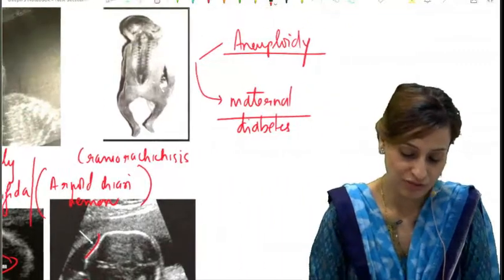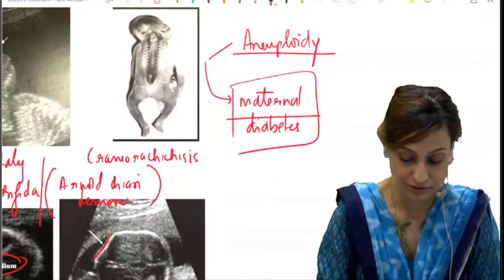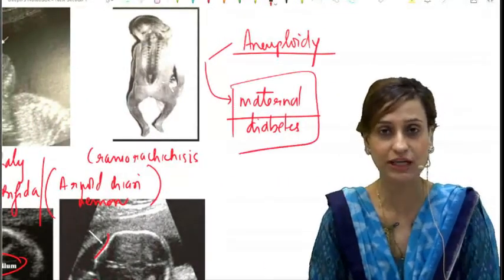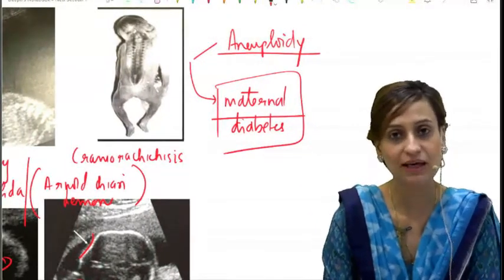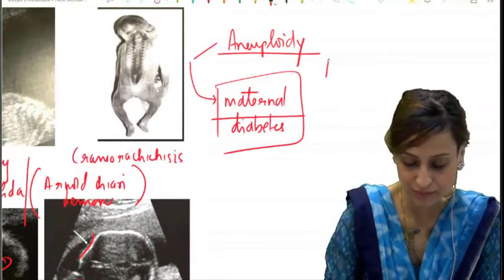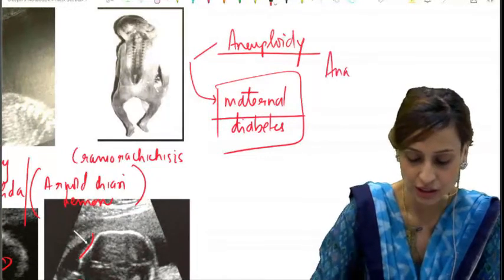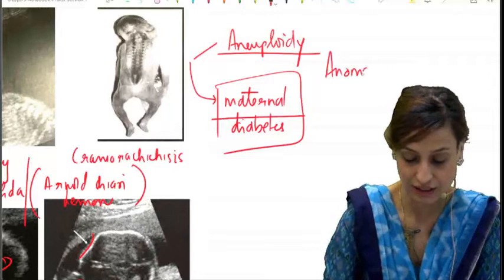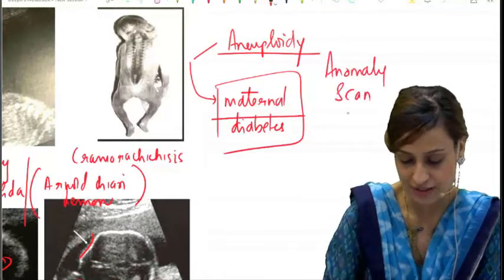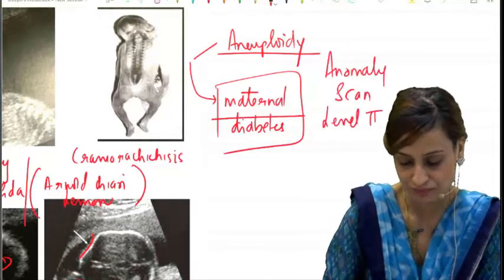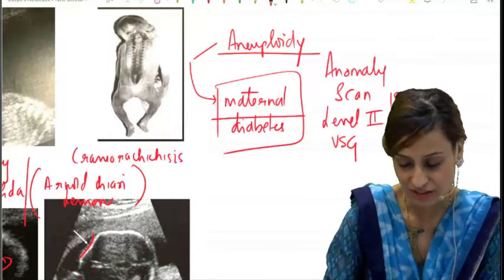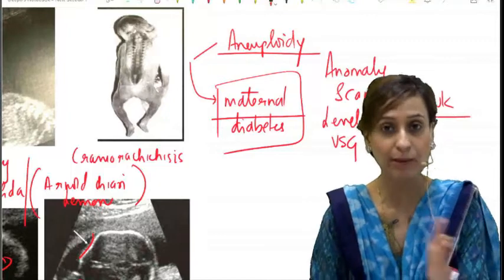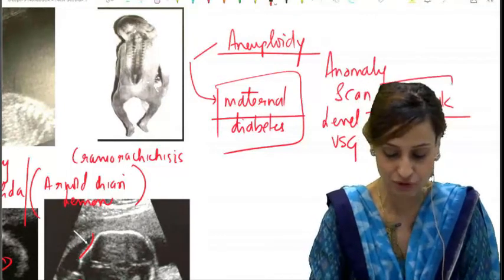Now, before I go on to talking about maternal diabetes here, because we've already talked about aneuploidy, I would want you to know when you usually pick up congenital anomalies. Most of the times we would pick up anomalies on the anomaly scan, which is also called a level 2 ultrasound. And this is done between 18 to 20 weeks, although it can be done definitely up to 22 weeks, but this is when we would usually do it.